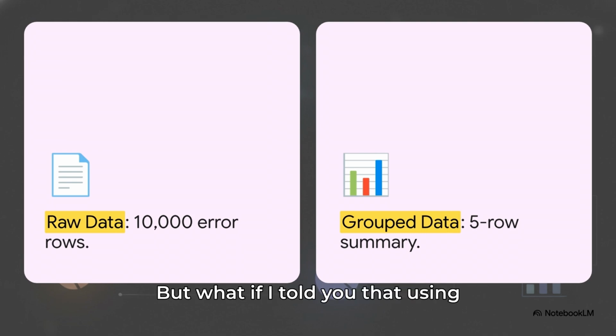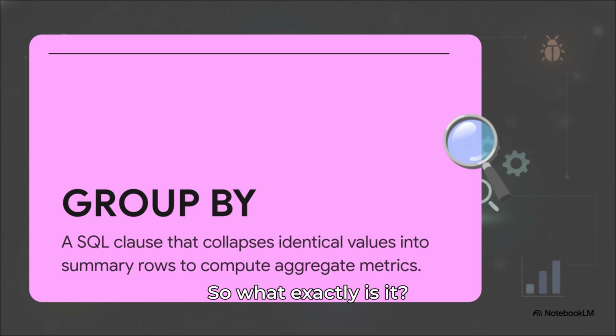But what if I told you that using the SQL GROUP BY clause takes that blinding noise and turns it into a clean, 5-row summary in like absolute milliseconds? It's literally the ultimate lifesaver to stop you from endless, mind-numbing manual scrolling. So what exactly is it?